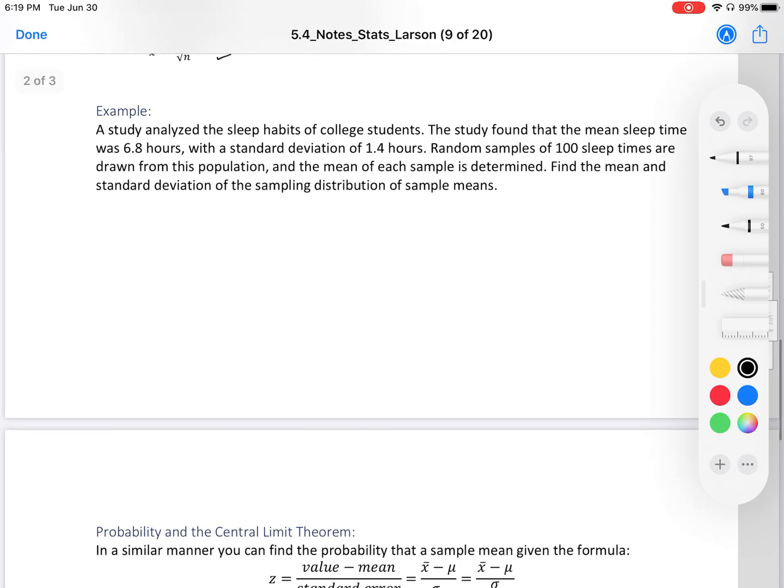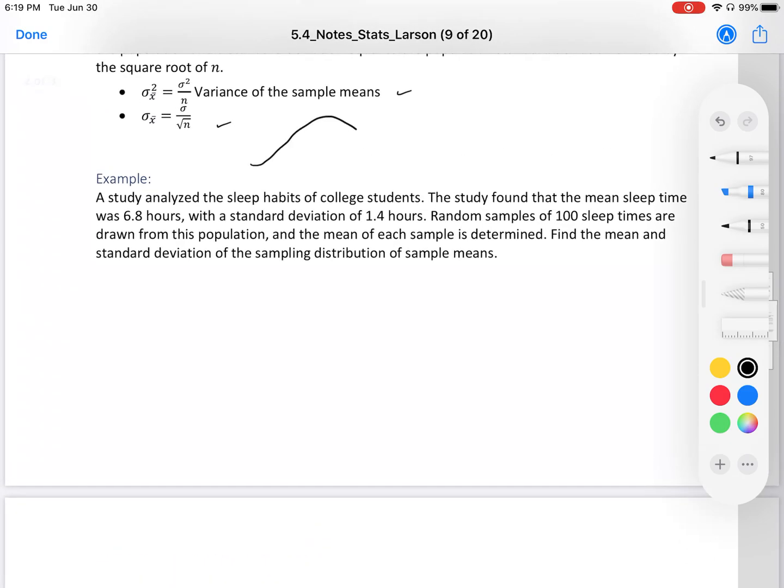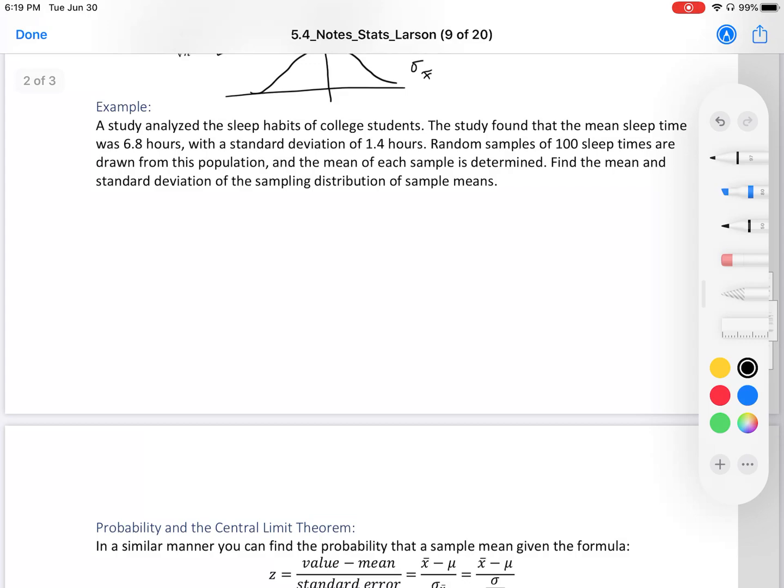Let's do an example. So we're pretty much taking the same idea as before. We have some bell-shaped curve. We have a mean. And what's different is our standard deviation from our sample is going to differ from that of our population. So let's go ahead and see this in an example. A study analyzed the sleep habits of college students. The study found that the mean sleep time was 6.8 hours with a standard deviation of 1.4.